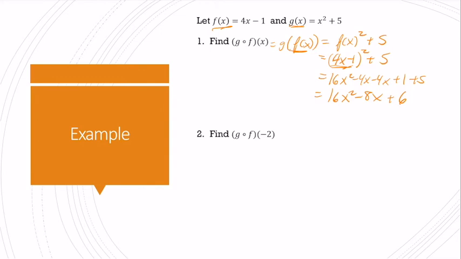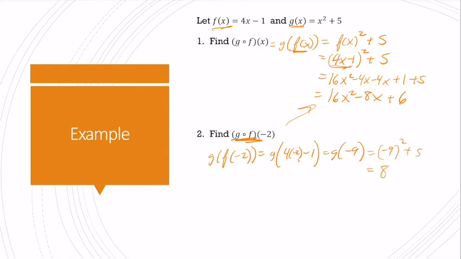Now, in order to find g composed with f of negative 2, I could do it either by substituting negative 2 into this function, or I could solve for g of f of negative 2. Either way, it'd be equivalent. So g of f of negative 2, that's going to be 4 times negative 2 minus 1. That's going to be g of negative 9, because 4 times negative 2 is negative 8, minus 1 is negative 9. And then I'm going to have negative 9 squared plus 5. So I get 81 plus 5, which is 86 for my final answer.